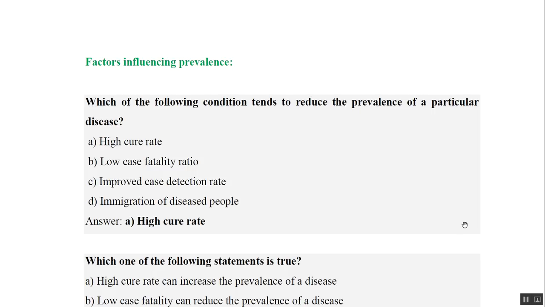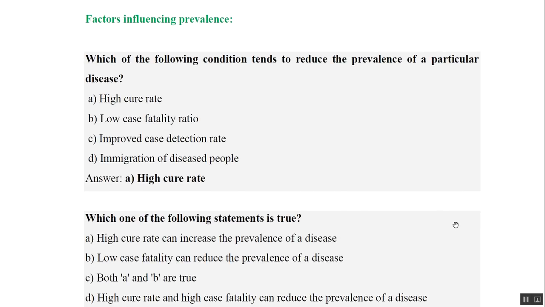Let us look at some MCQs. Which of the following conditions tend to reduce the prevalence? High cure rate will reduce the prevalence because it will cure the diseased population. Low case fatality will increase prevalence. Improved case detection increases prevalence. Immigration of diseased people, that is, coming in of diseased people, will also increase the prevalence.